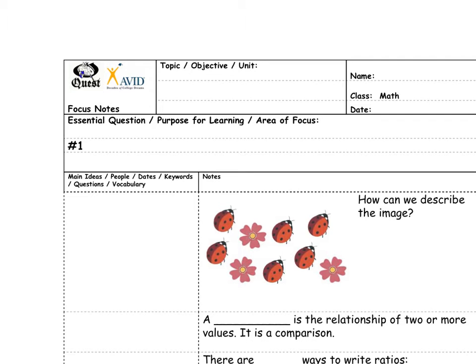So I'm going to be describing each area as we talk about ratios. The first area is this part right here. This is where your name goes, Math 6, and whatever day you're taking the notes, that's the day you're going to write here. This part right here is always the unit. So we're going to be on the first unit of sixth grade, so we're going to write that there. And this part is always our essential question or area of focus. So sometimes I do an I can statement, but always it's what we're focusing on for this particular lesson.